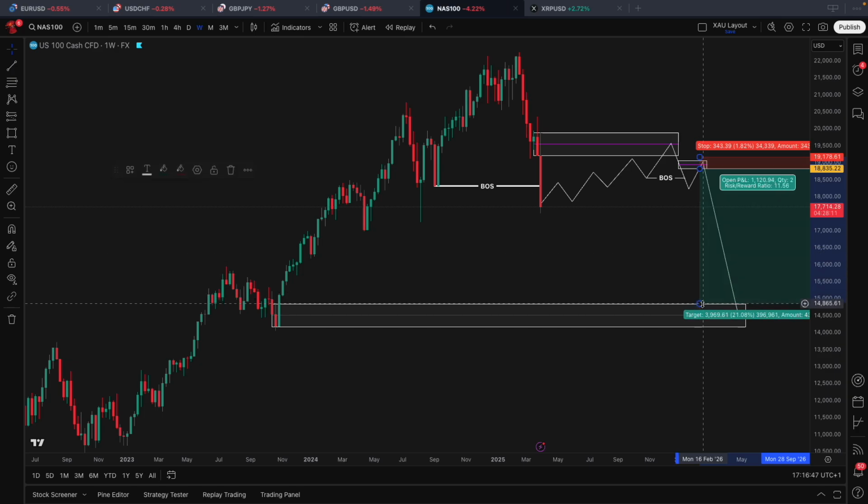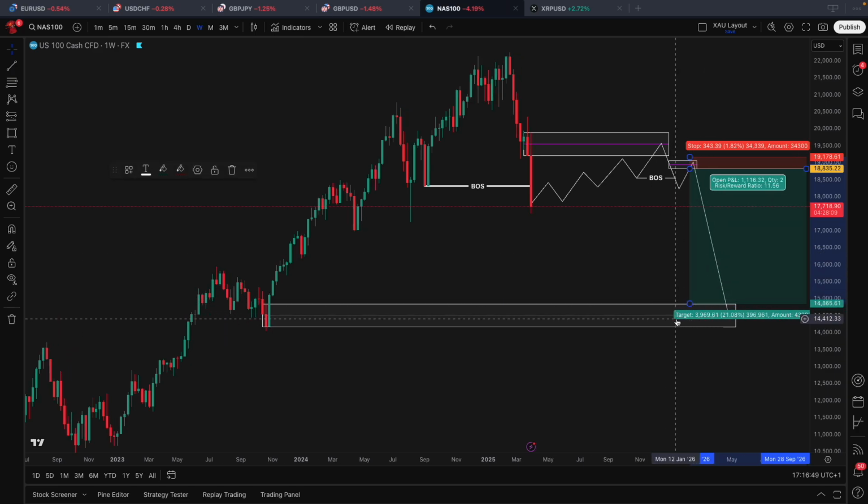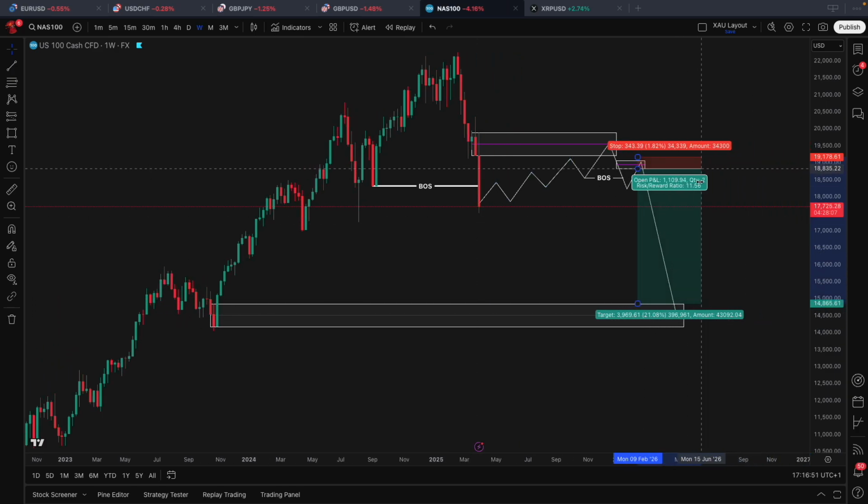Our take profit would be set just above the zone we expect price to trade down and into. And as you can see, the risk to reward ratio that we are delivered with is quite generous, a 1 to 11. So for every 1% that you're risking in the market, we are looking at gaining 11% back.